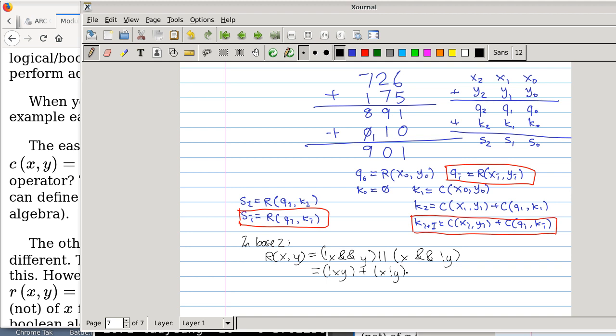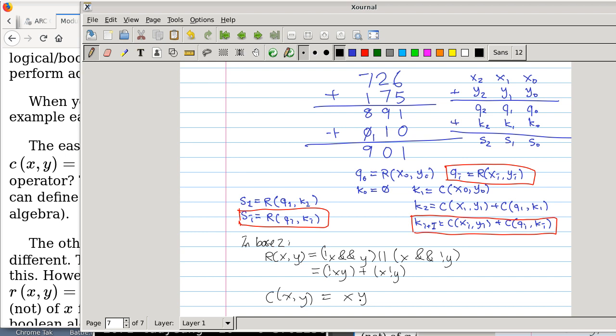Okay. And then C is the easy one. C of xy is just xy, x times y, or x conjunction with y. We talked about this already. It's because of the truth table: the carry of x plus y turns out to be exactly the same as the truth table of conjunction. So we'll just use that. Are we good so far?